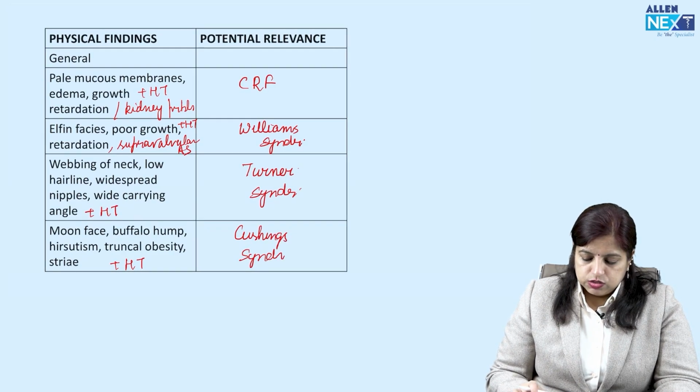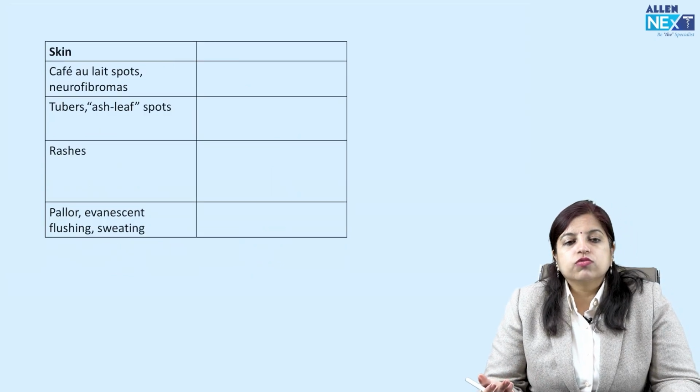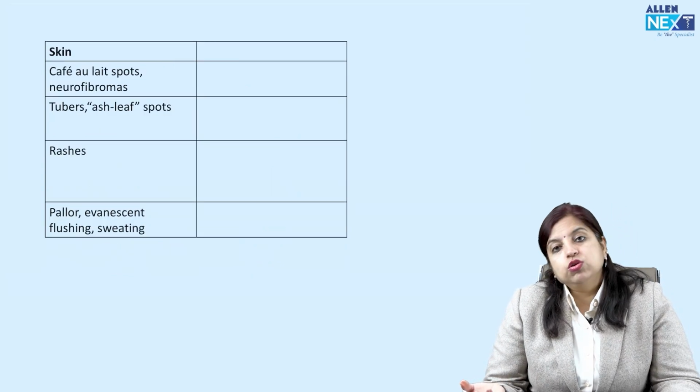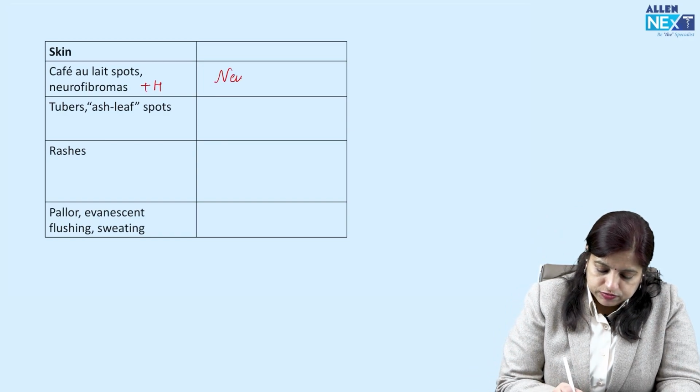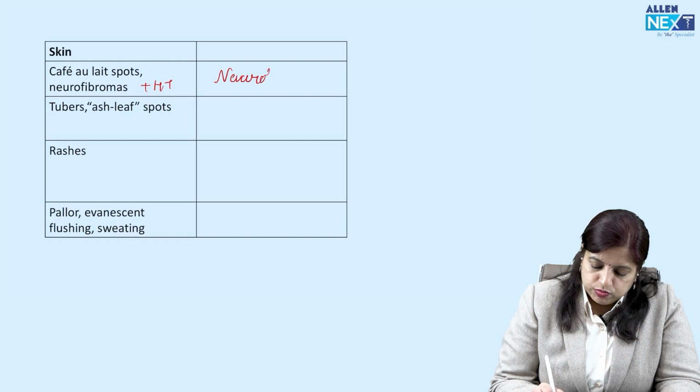Okay, then let us move on. We have cafe au lait spots and neurofibromas, and plus hypertension, of course. We are dealing with neurofibromatosis.